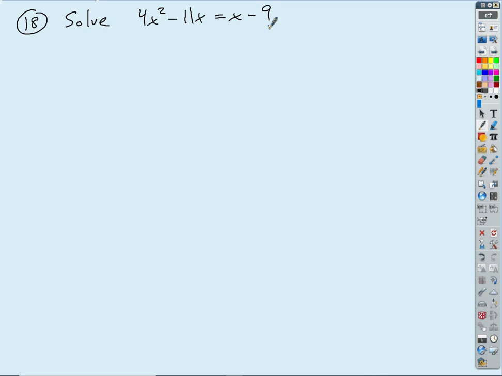So the first thing we're going to do is set this whole thing equal to 0. So we end up with 4x squared minus 11, if I subtract x from both sides, I get minus 12x plus 9 equals 0. Now we're going to try to factor the left side.